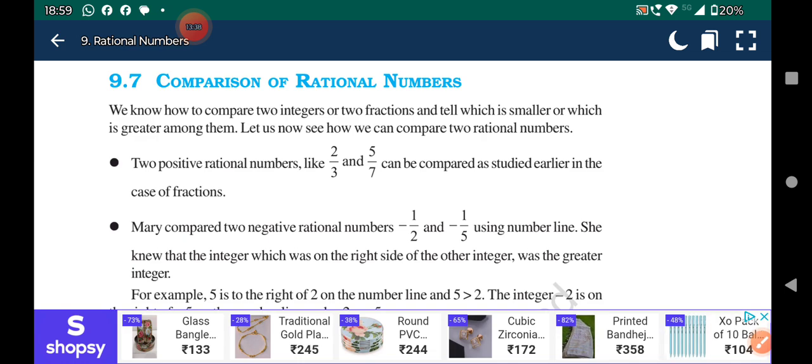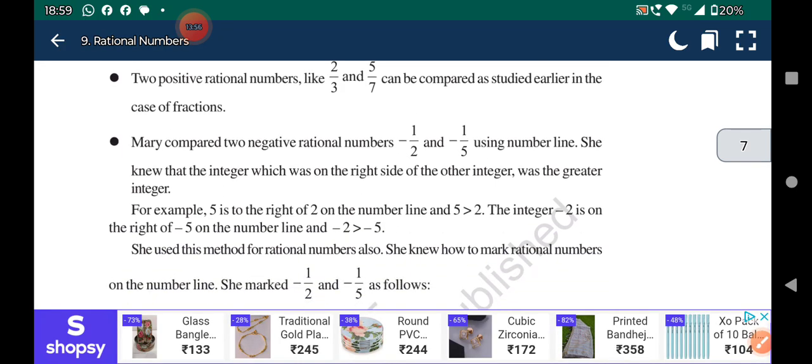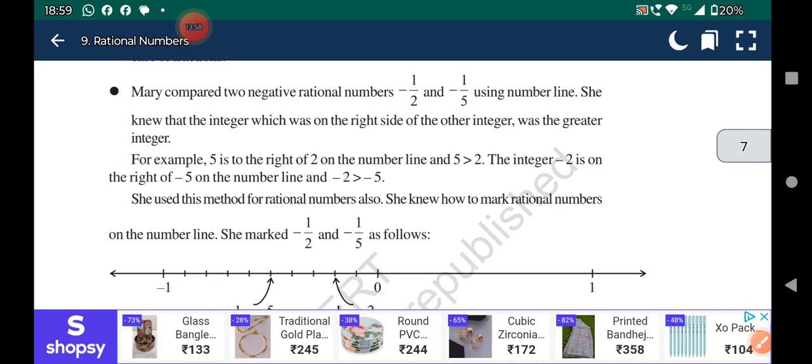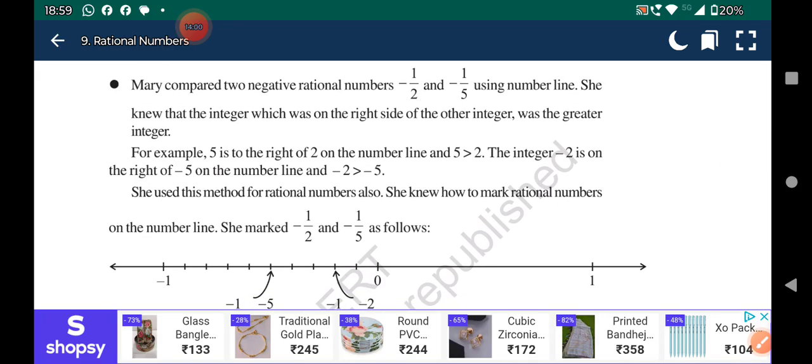We know how to compare two integers or two fractions and tell which is smaller or which is greater among them. Let us now see how we can compare two rational numbers. Earlier, in the case of fractions, Mary compared two negative rational numbers, minus 1 by 2 and minus 1 by 5, using a number line.